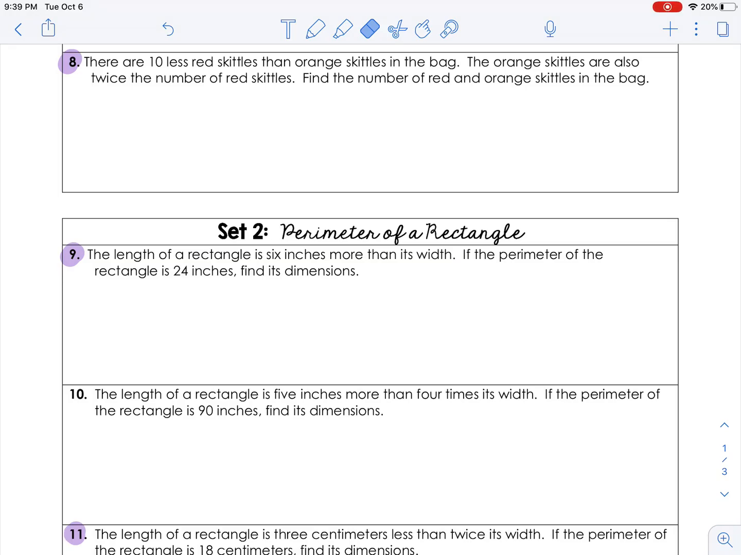So the next one we're going to do has to do with Skittles. We have red Skittles and orange Skittles. If we have red and orange Skittles, and I'll let X be the orange Skittles, there are 10 fewer red Skittles than orange Skittles in the bag. So that's all that we are told in the first sentence, and that's all that I need to write over here when I define my variables.